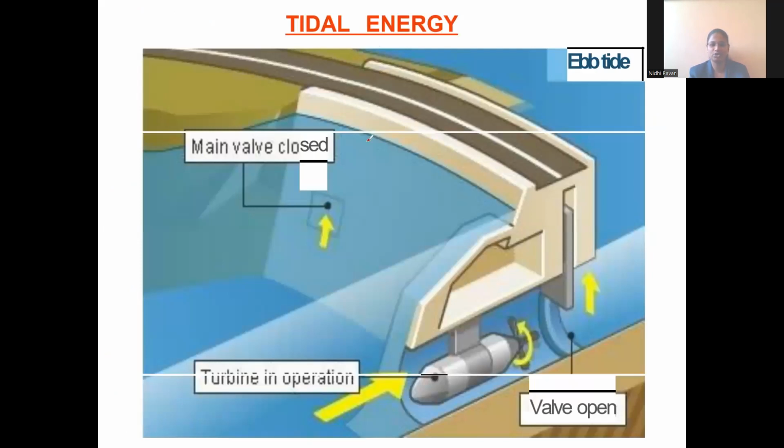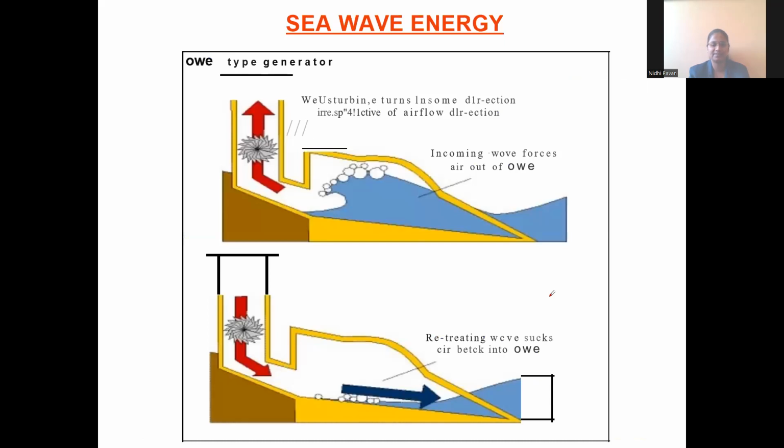See, tidal energy, turbine operation, valve open, this is a narrow opening, main valve closed. Like this, the tidal energy will be there. Sea wave energy: the wave will come with a pressure, the turbine rotates, and the electricity is generated.